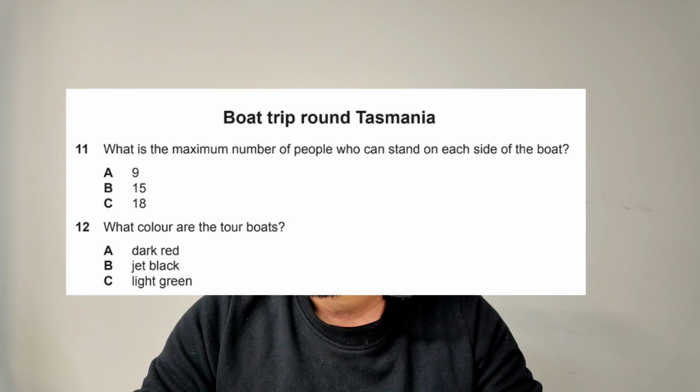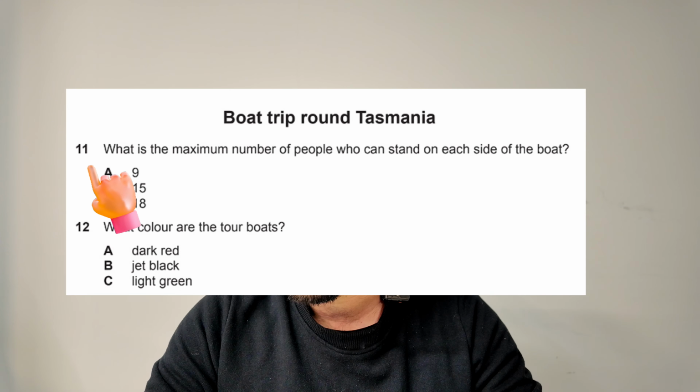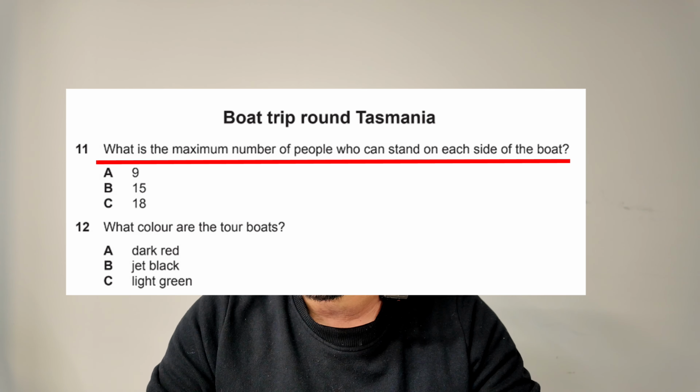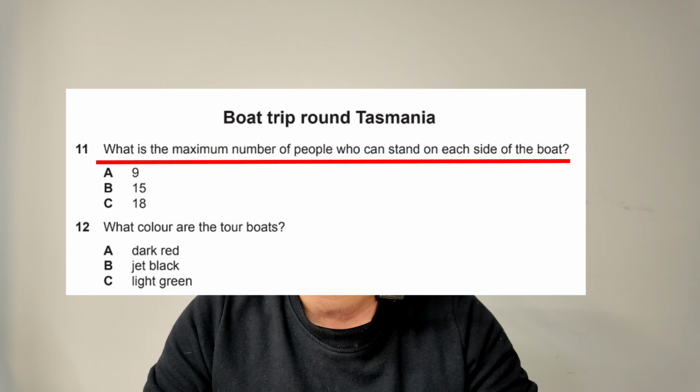And if we check this question number 11, I'm going to read it. It says, what is the maximum number of people who can stand on each side of the boat? Basically, the question wants me to find out on each side of the boat, how many people can stay on their feet. I need to understand the meaning of this question so that it'll be easy for me to recognize it in the recording. Why meaning? Why not all the words?